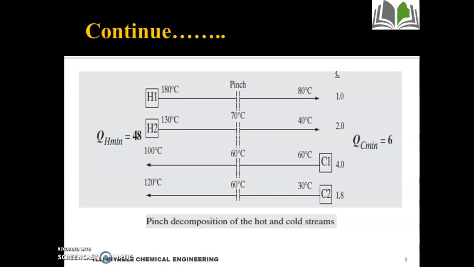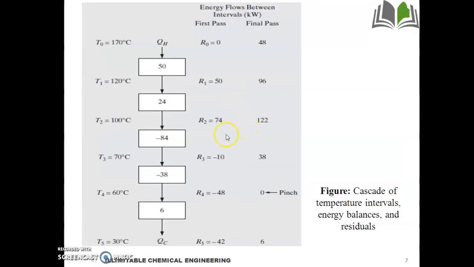This is the decomposition network that is drawn here. First the H1 and H2 temperatures are 180 and 280 degrees Celsius, 130 to 40 degrees Celsius, and 100 to 60 degrees Celsius is the C1 temperature, and 30 to 120 degrees Celsius is the C2 temperature. At the pinch point, the temperature is 70 degrees Celsius on the hot side, and on the cold side it is 60 degrees Celsius.